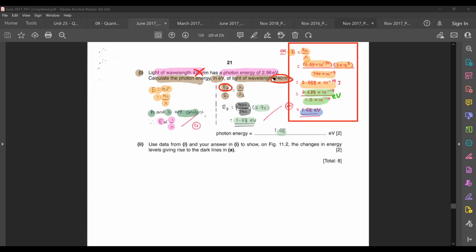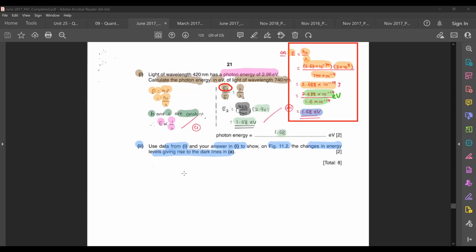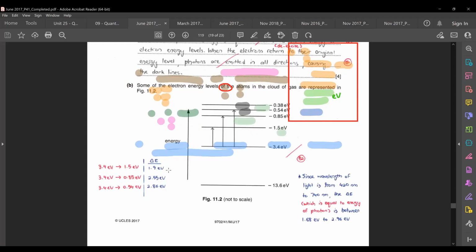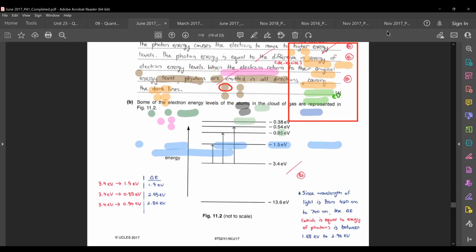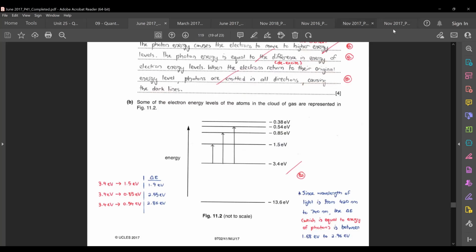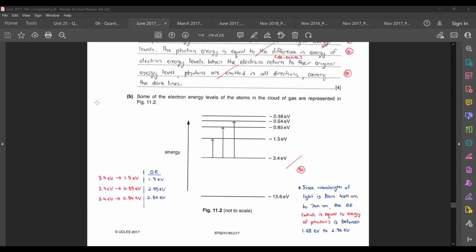Okay, so if that is all right, then you move on to the last question. Now in part 2, use data from 1 and your answer in 1 to show on figure 11.2 the changes in energy levels giving rise to the dark lines in A. Okay, what are the possible energy changes that will give rise to your dark lines in A? Okay, so one thing to note here is that in your exam questions, when they ask you to indicate the energy level transitions for absorption spectrum or emission spectrum, generally, this is what you need to remember.